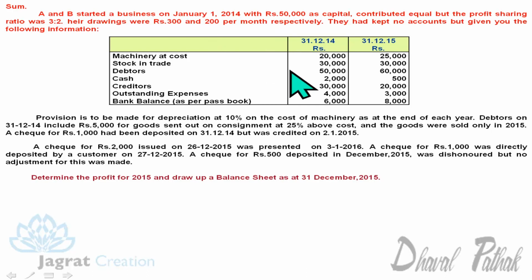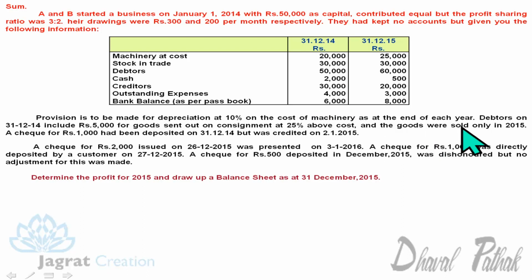So the amount of goods given to the consignee cannot be considered as debtors. From the debtors balance of 50,000, the goods sent on consignment will be reduced. So 5,000 will be reduced because the goods are given to the agent for selling. They are not sold to the agent, so the agent is not a debtor. Now I am required to find out the cost of these goods. Goods of 5,000 were sent on consignment at 25% above cost, so the profit will be deducted from this 5,000, and the cost of stock with the consignee will be added to the stock in trade. So in 30,000, stock with consignee will be added. This is the effect of this second adjustment.